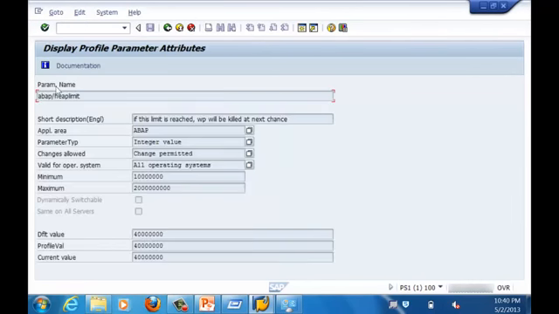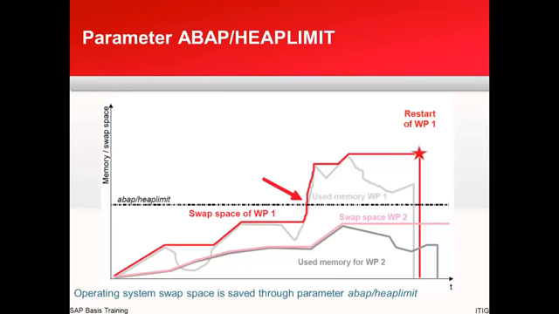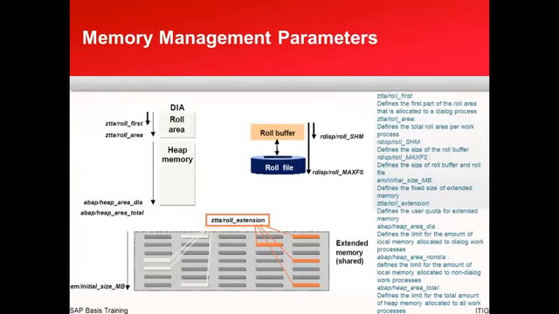You can see this is the name of the parameter. This is a short description. It is telling that if this limit is reached, the work process will be killed at the next chance. Then this is the minimum value and the maximum value, and this is the current value. Okay, so let's continue. We have seen the heap limit. Now the memory management parameters we just saw, these are the different parameters which are available. You can see the current value.